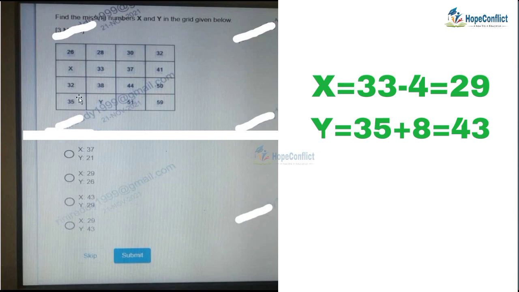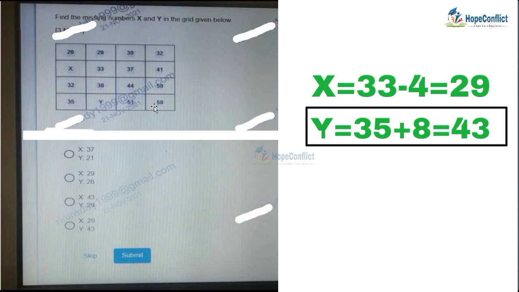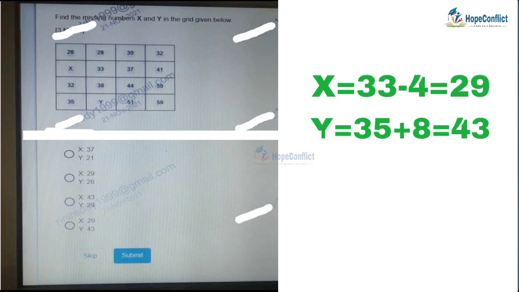Similarly, for the fourth row, the series is 35, Y, 51 and 59. So here the difference is 8. So Y will be 35 plus 8, which is 43. So X is 29 and Y is 43. So for this, the answer is option D.